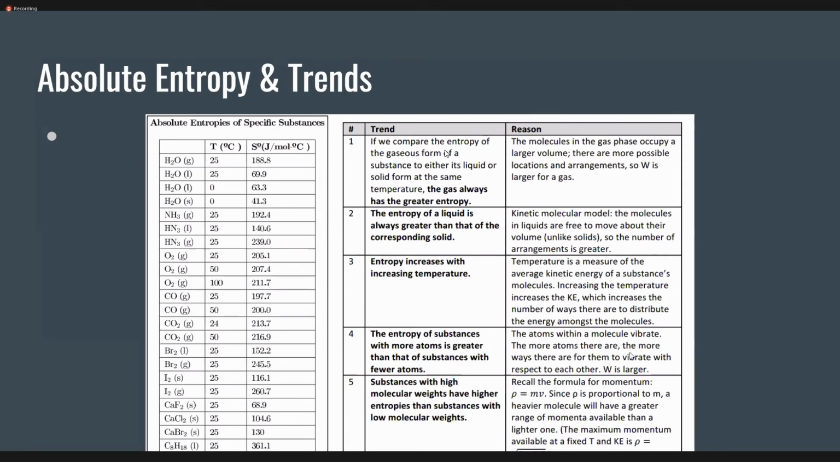And I just got a question. Could you go over why larger molecules have higher entropy? Yes, I was just going to get to that point. So great question.